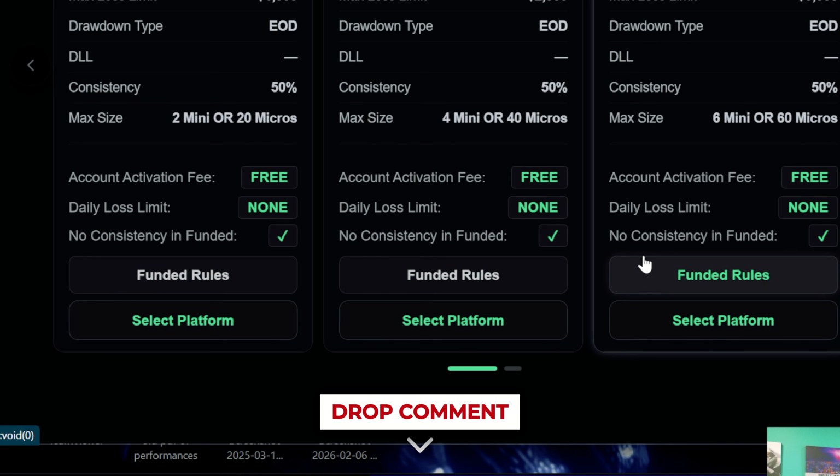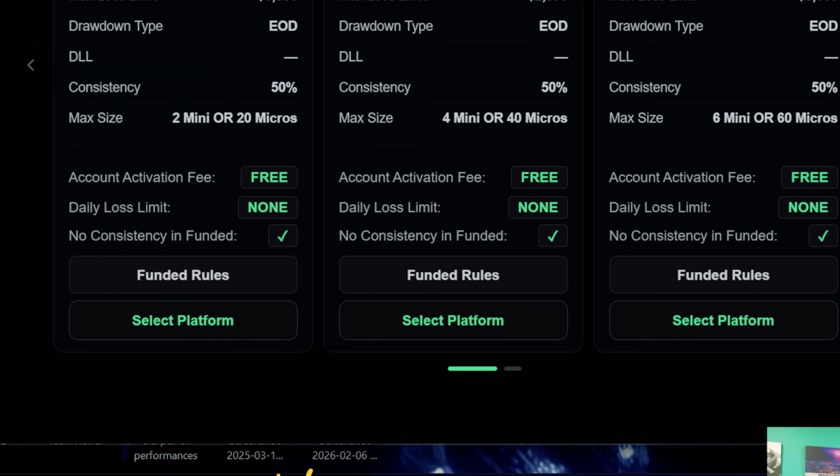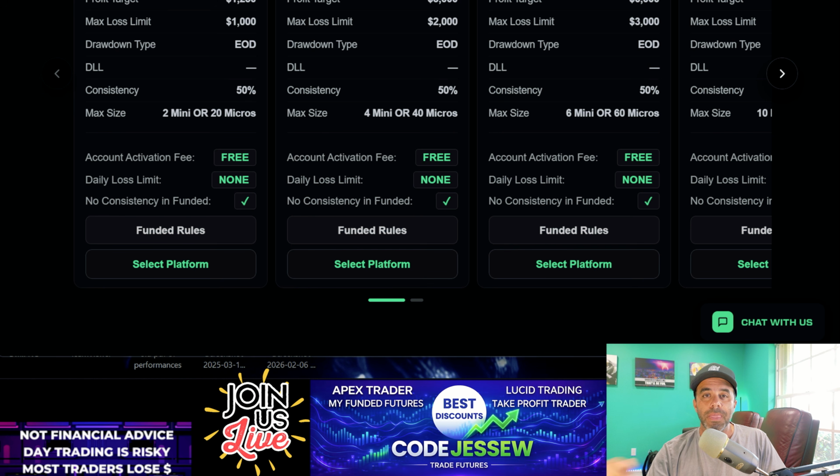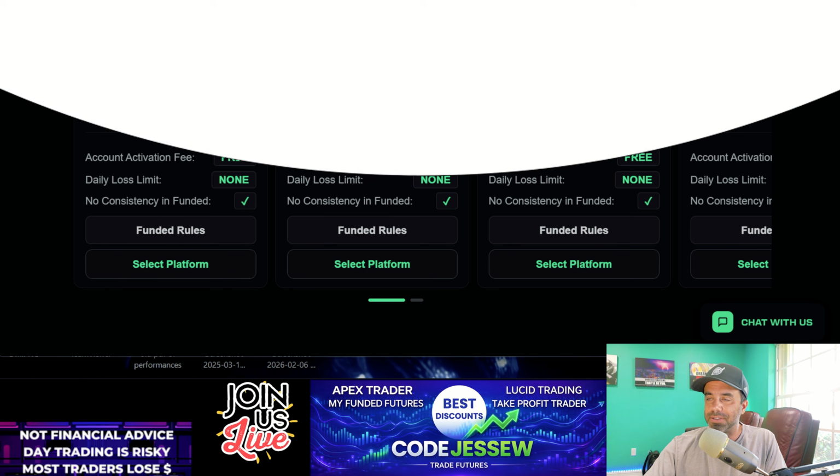But we gotta go look at the rules now. If there's anything else in the back end, and we want to know how the funding works, right? So when we transition over to a sim funded account, what are the rules? Is it still the same 4 minis or 40 micros? We already know we have no consistency rule. Is there a daily loss limit maybe on there? We'll find out. And buffer requirements, payout structure, all that good stuff. So we're gonna go ahead and jump into that next.